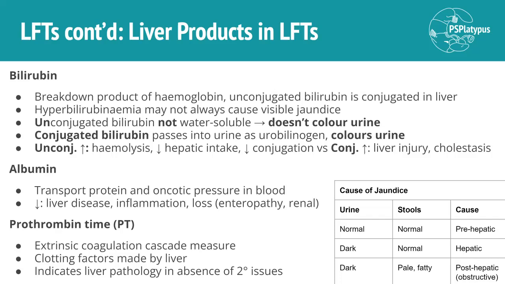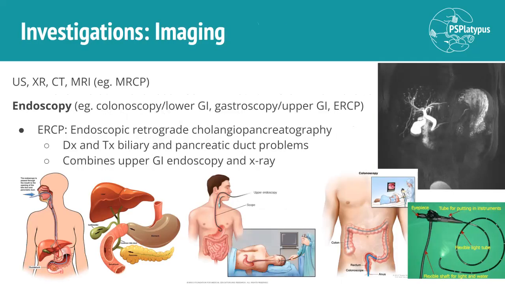And then prothrombin time. Clotting factors are made by the liver. Prothrombin time measures the extrinsic part of the clotting coagulation cascade. When you don't have things like a vitamin K deficiency or anticoagulants causing an increased prothrombin time, so a longer time for your blood to clot, then it would indicate a liver pathology, because your liver does make those clotting factors. So it could be actual dysfunction of the liver itself that is causing the increased prothrombin time.